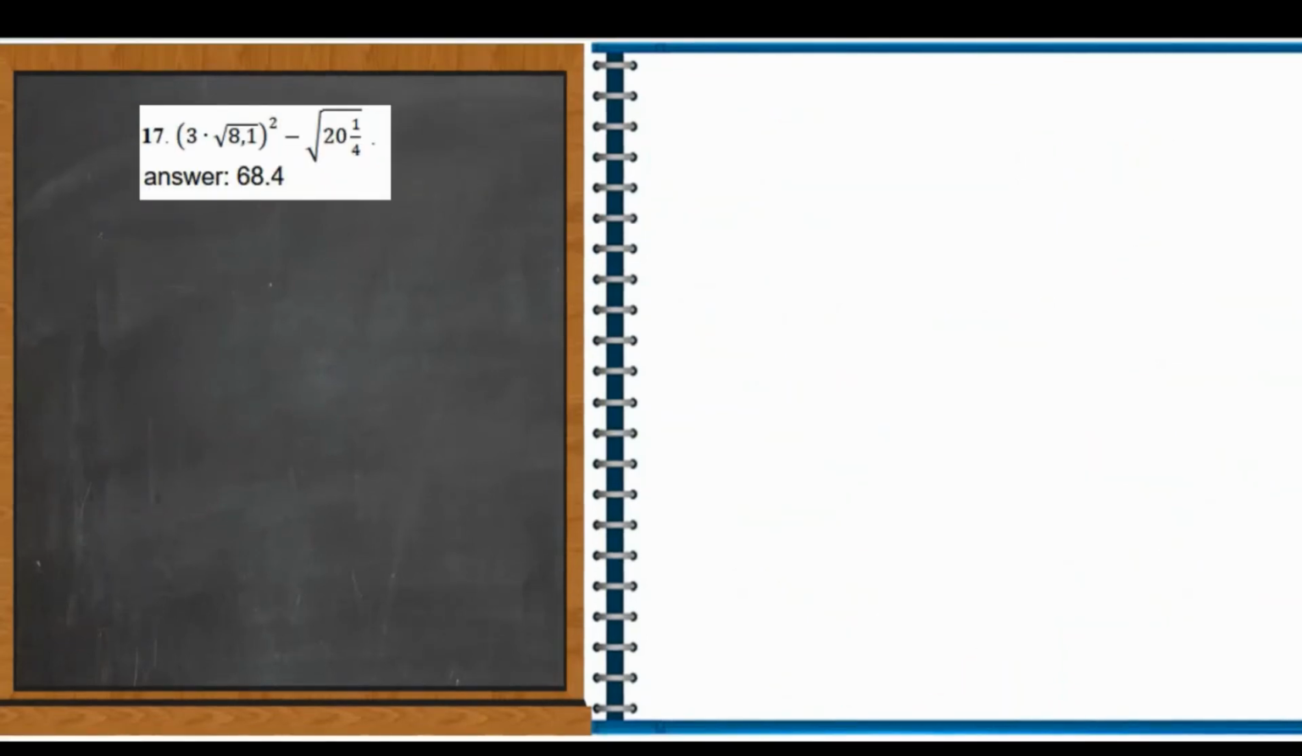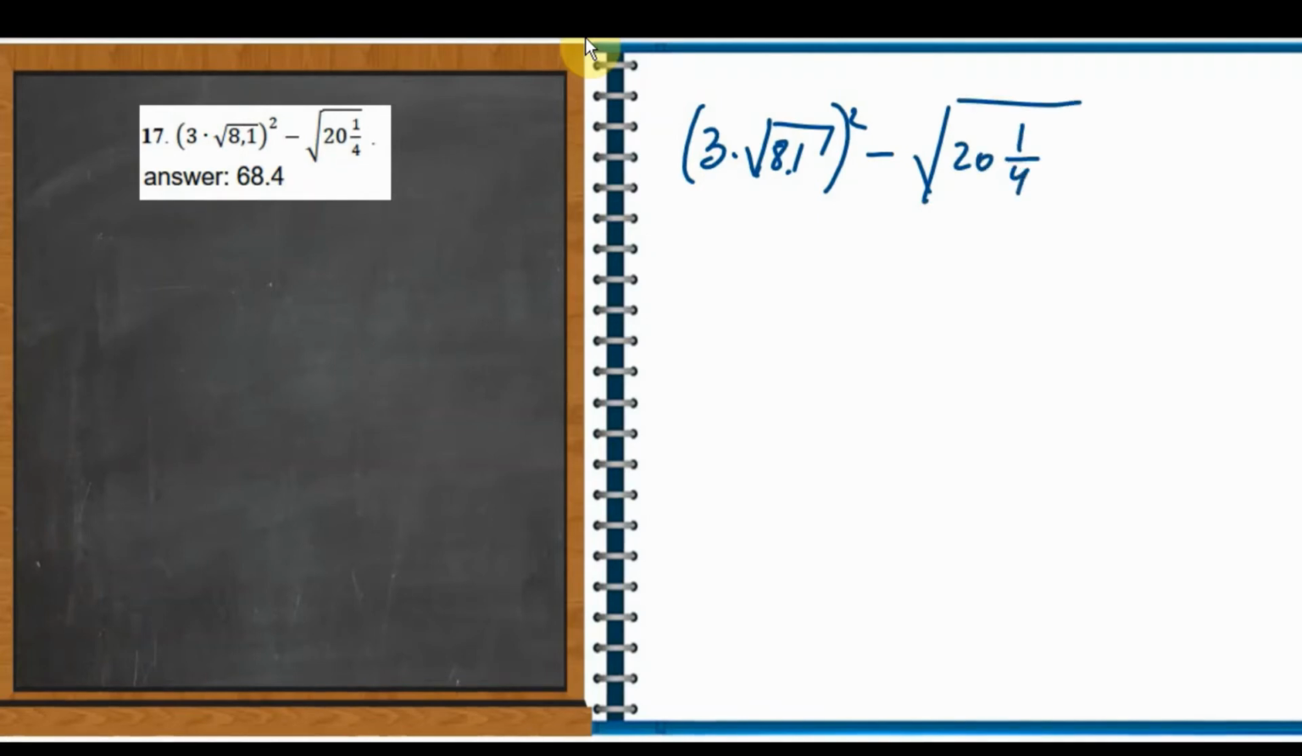Number 17. Now, in number 17, we need to know roots and squares. Alright, let's get started. 3 multiplied by square root of 8.1 squared minus square root of 20 whole 1 over 4. Now guys, if we have A multiplied by B to the power of n, we can write A to the power of n multiplied by B to the power of n.